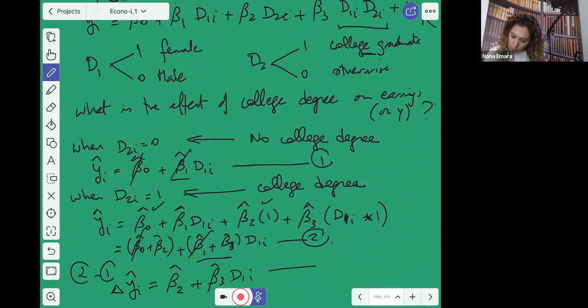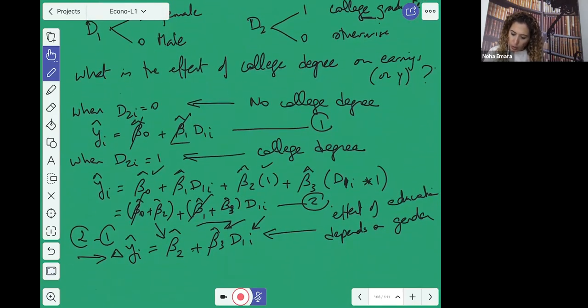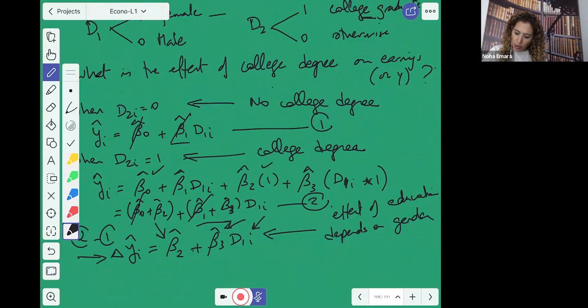So the effect of education or college degree depends on gender. Looking here, this would give me the effect of having a college degree, and this would give me the effect of a college degree in the presence of gender. So I can make this more specific and say, okay, what is the equation for males and what is the equation for females? We said that this dummy will take 1 for females and 0 for males.